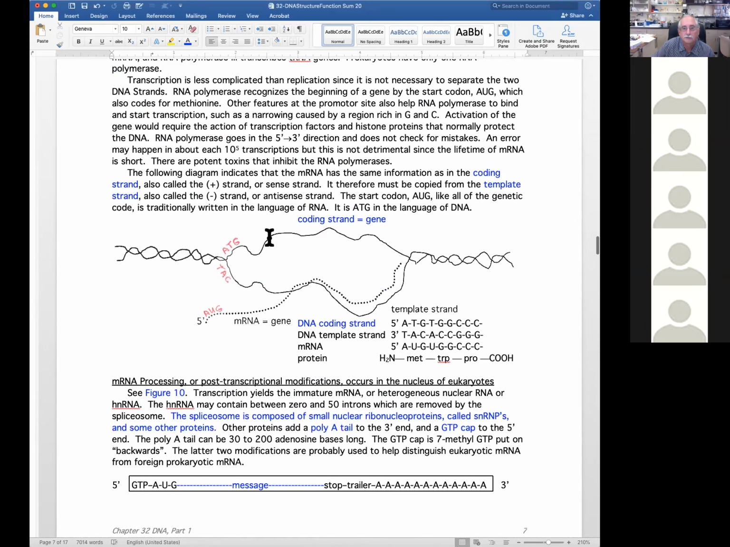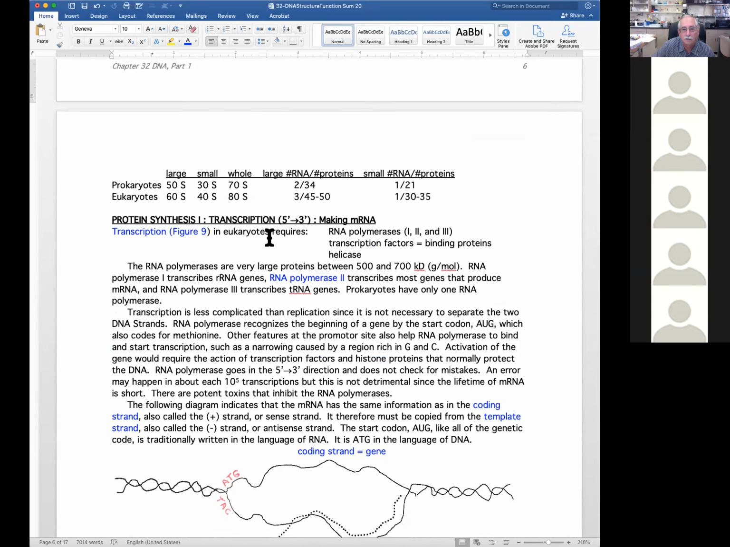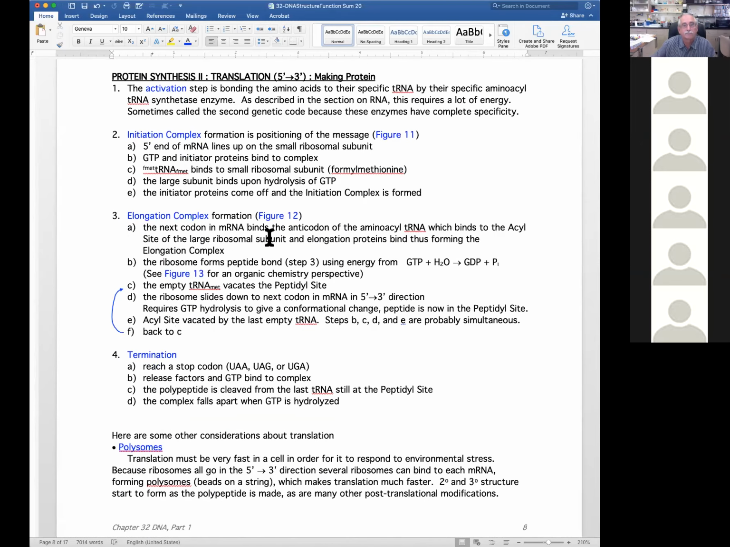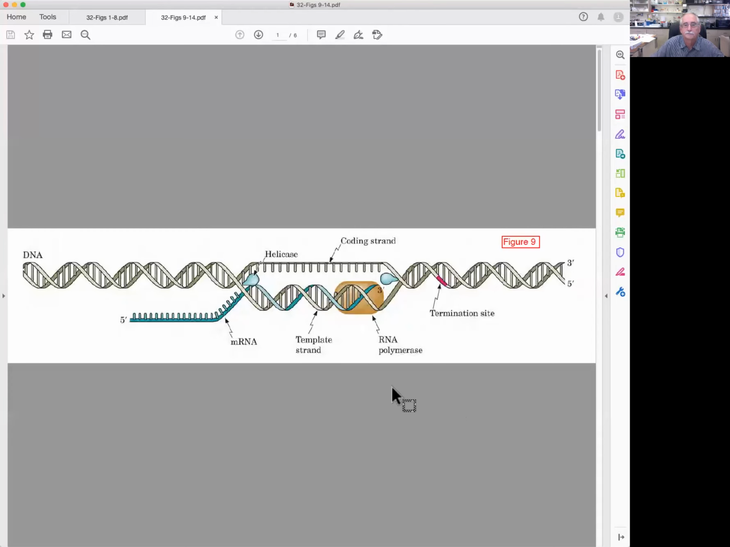Okay, let's see. Is there something else I should have been looking at here? Guess not. Okay, so let's look at figure 11. Oh yeah, here's figure 9.